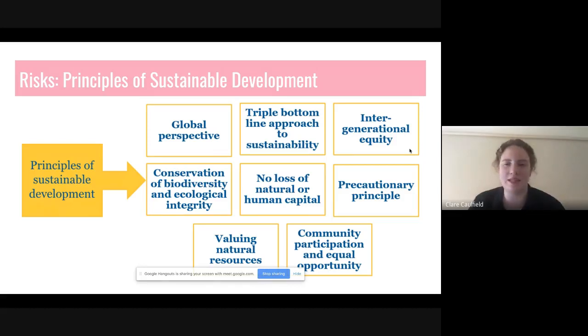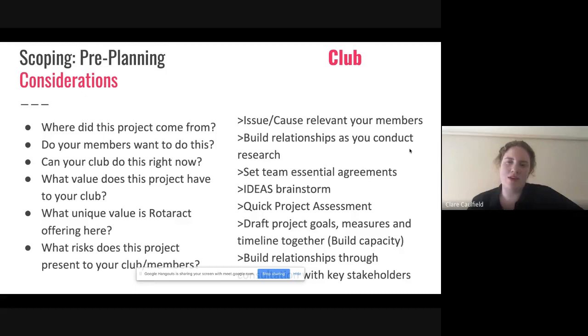So if you see any ideas here, like, oh, I'd like to know more about that, or I don't quite get that, that's where you can go to get more information. And then we think about club considerations, because a project is both for a recipient community, but it's also something that our club and our members are going to be spending their time on.